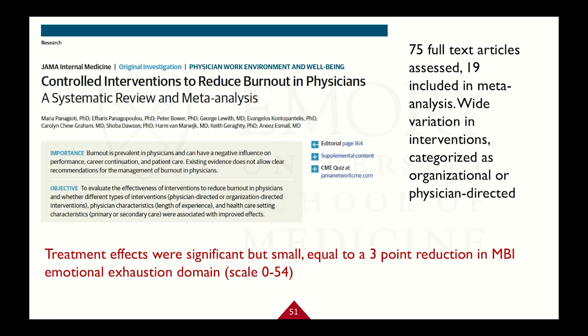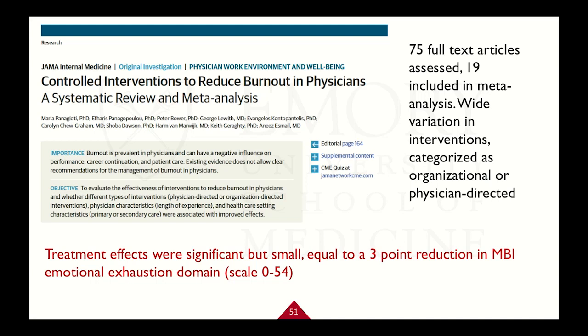There's a wide variation in interventions, but generally they were categorized as either organizational or physician-directed wellness programs, and there is a tendency to equate wellness, as we were talking about earlier, with burnout, and the two things are not necessarily similar: yoga, meditation, etc., versus organizational interventions, decreasing the amount of call that you take, having a scribe on board, etc. And they found that overall, the organizational interventions were better than the physician-directed interventions.